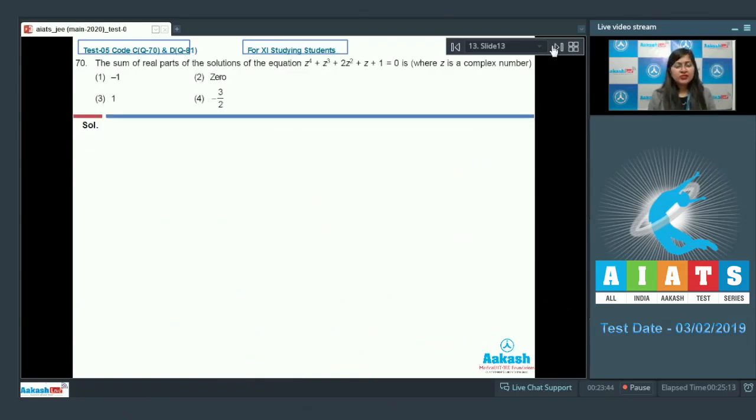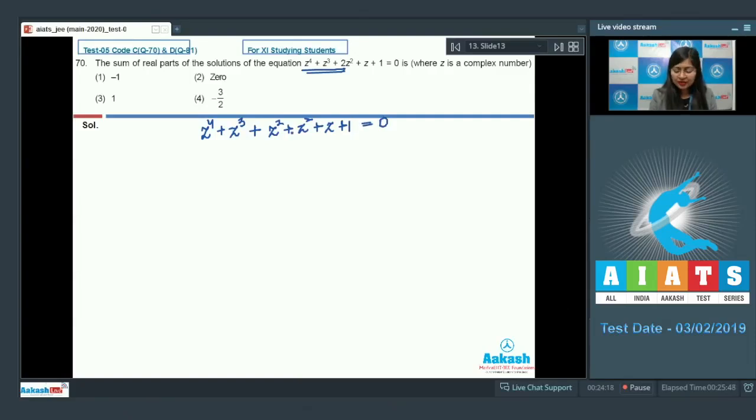Next is question number 70, which says that the sum of real parts of the solutions of the equation z raised to the power 4 plus z cube plus 2z square plus z plus 1 equal to 0 is, where z is a complex number, right? Now we have to make its factors somehow. So let us rewrite as z4 plus z cube plus 2z square can be written as z square plus z square plus z plus 1 equal to 0.